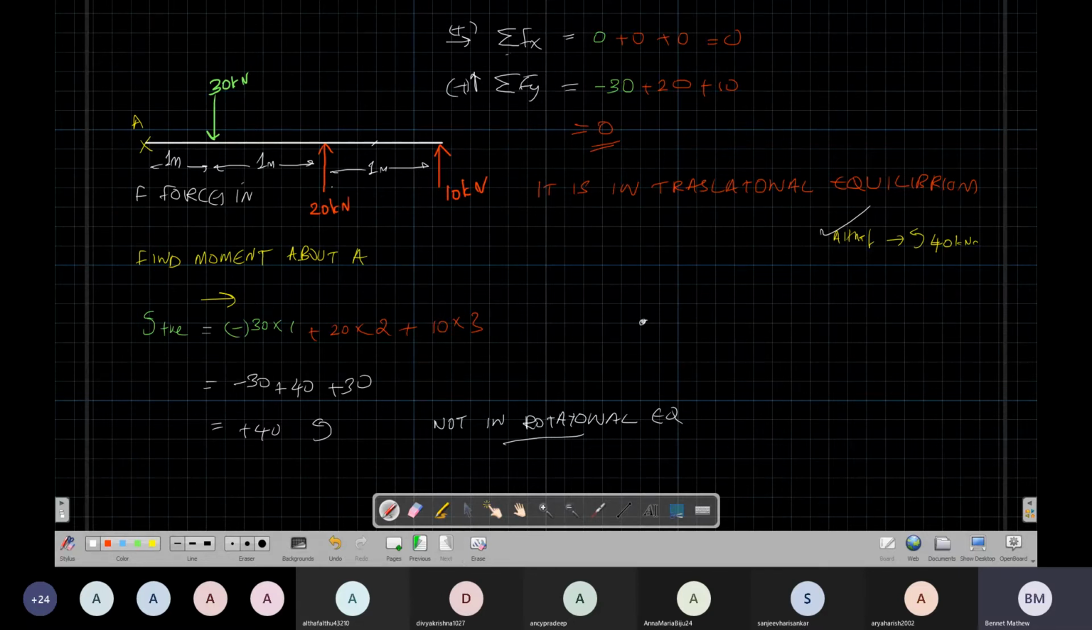Now, about what point? Any point. Let's say you want to take moment about this point. Then also, if it is in rotational equilibrium... So I think I will take another problem, then you will understand. Okay. So let's see.